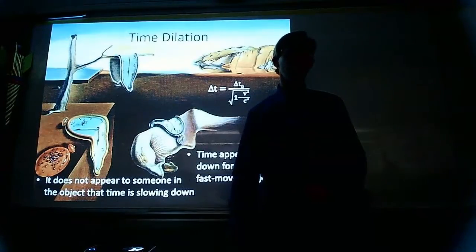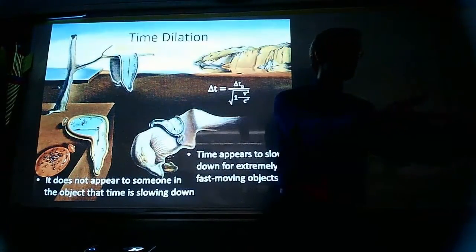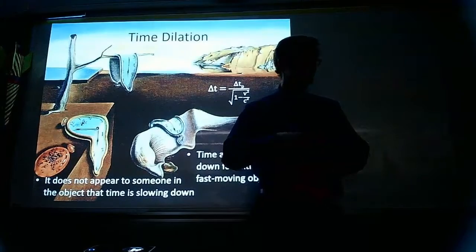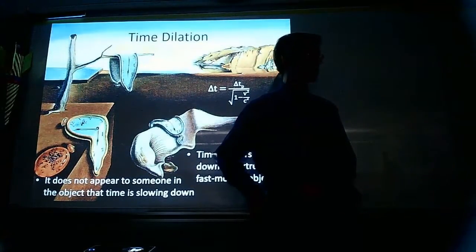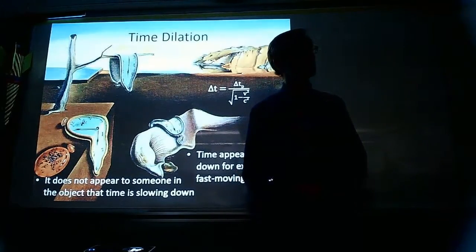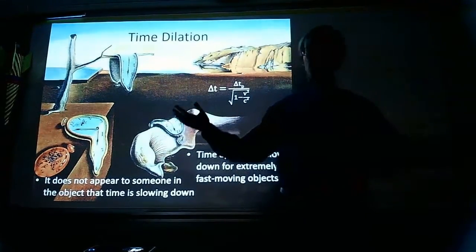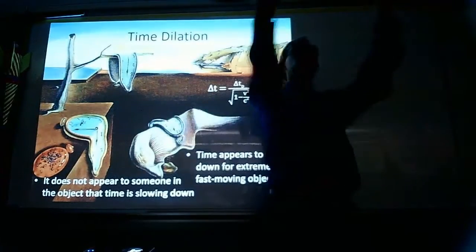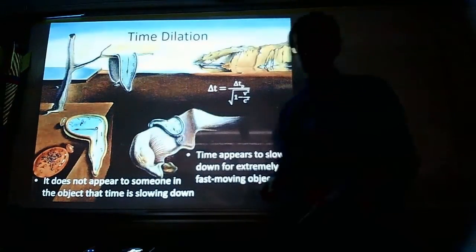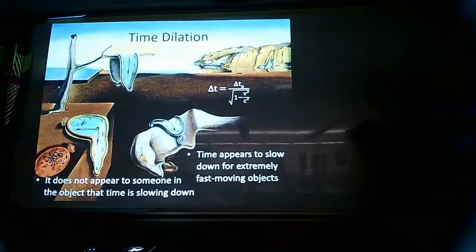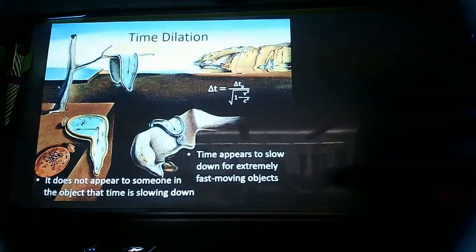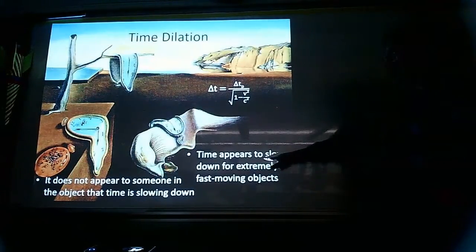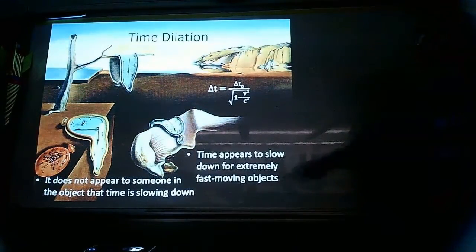On the same note, if someone's at the train station looking at your watch or your clock on the train, he would notice that that clock is moving slower than it should. So everything appears normal to everybody in their own frames of reference. It's not until you look outside that things get weird. So yeah, it does not appear to someone in the object that time is slowing down. Time appears to slow down for extremely fast-moving objects. And you can actually prove this.